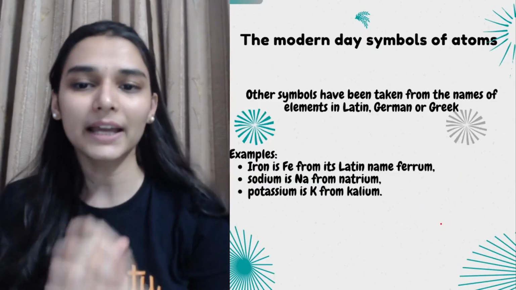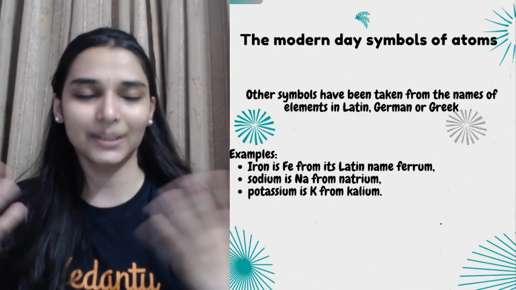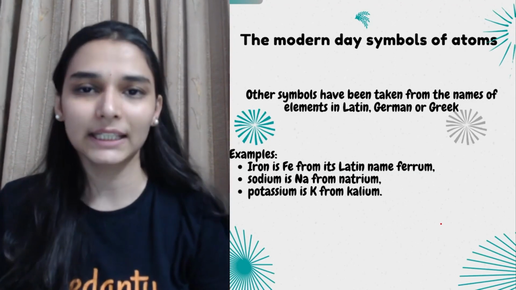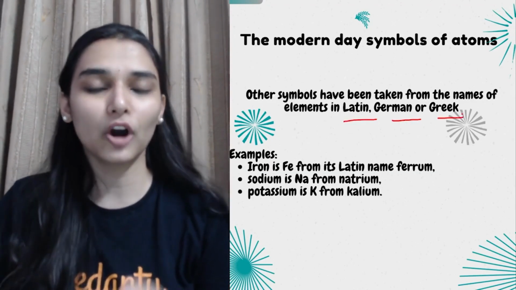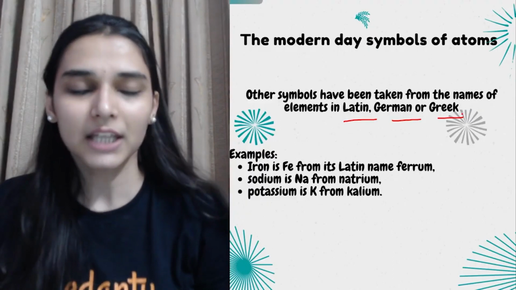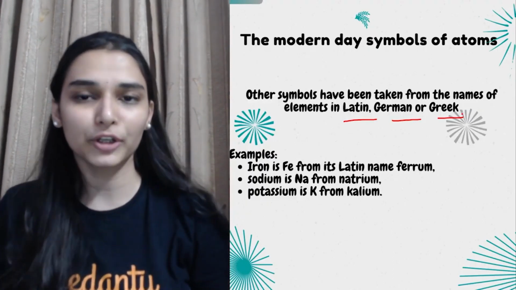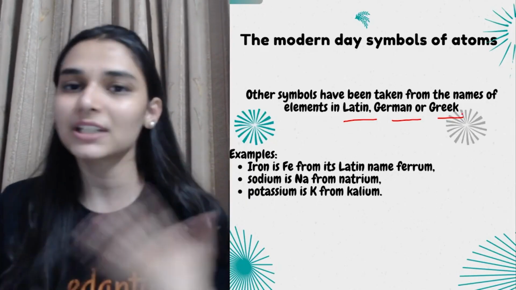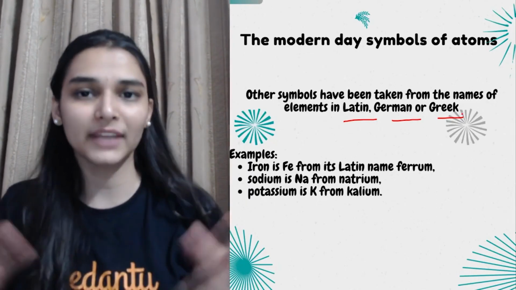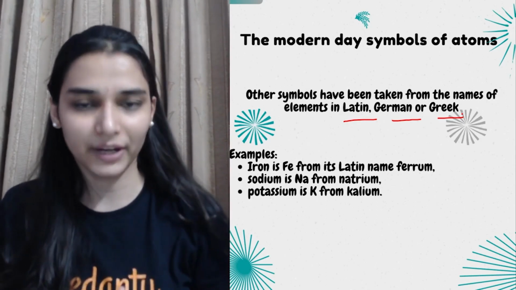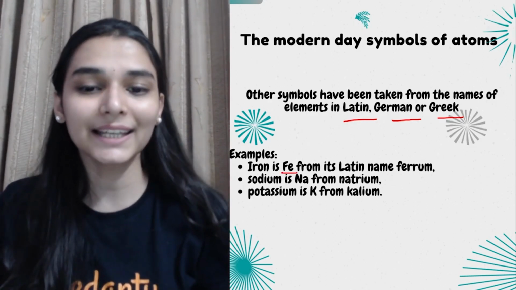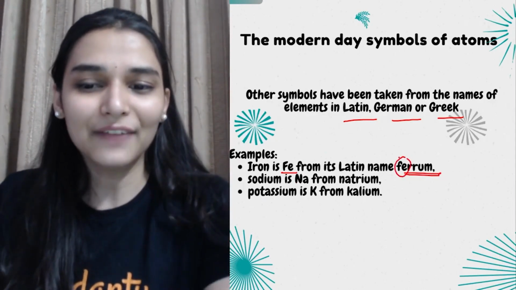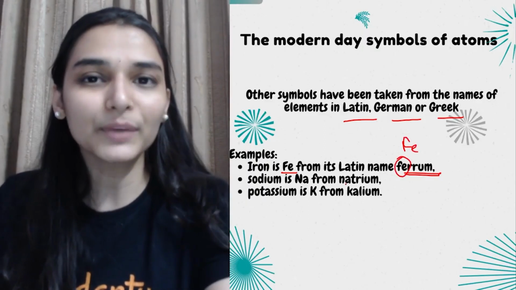What is important here? There are some elements whose symbols we have taken from their Latin name, from their Latin, German and Greek words, not from the English name. The names you read on the periodic table are all English names of the elements, but the symbols of all the elements are not taken from the English name, some are from Latin, German and Greek. For iron it's Fe, because the Latin name of iron is ferrum, so we have taken Fe from there.